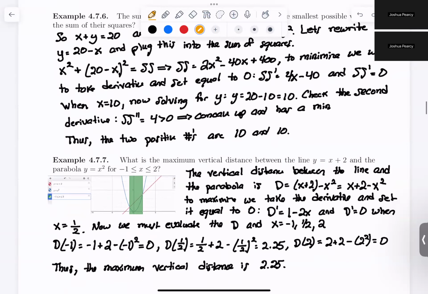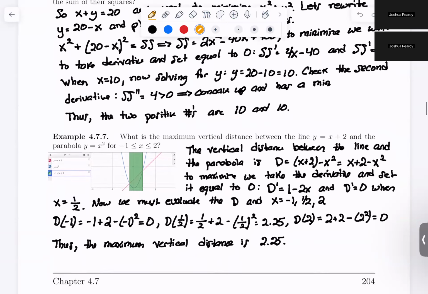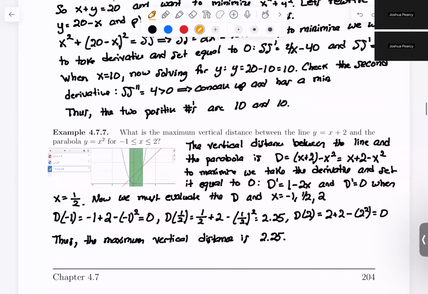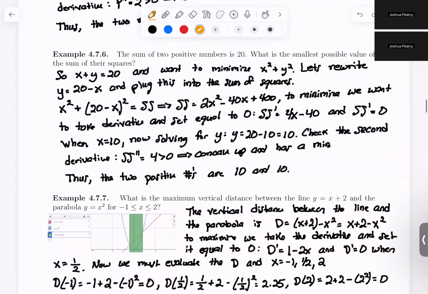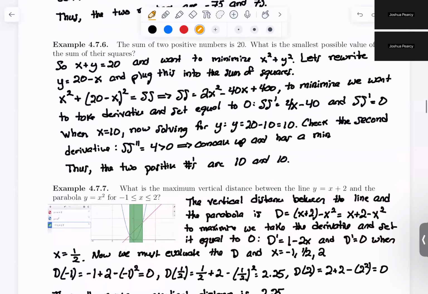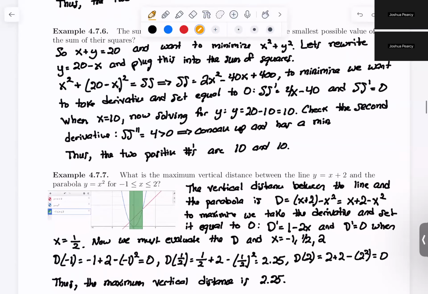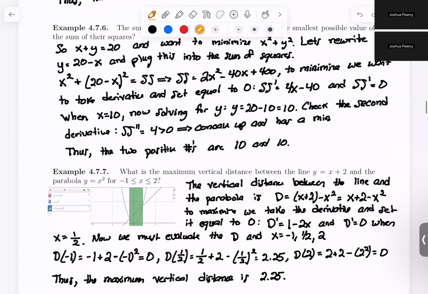Now we check the second derivative again. So we're going to take the derivative of this function here. So when I take that derivative, it's equal to 4. And in particular, 4 is positive, so that implies that the function is concave up and it has a minimum. So therefore, we do have the smallest possible value, the sum of squares. And this happens whenever we have the two numbers are x is 10 and the other number is 10 as well.